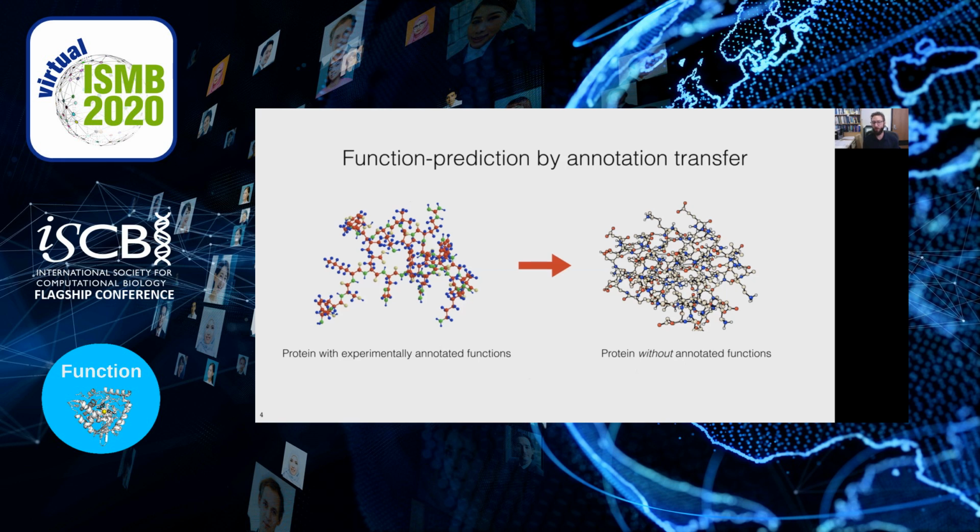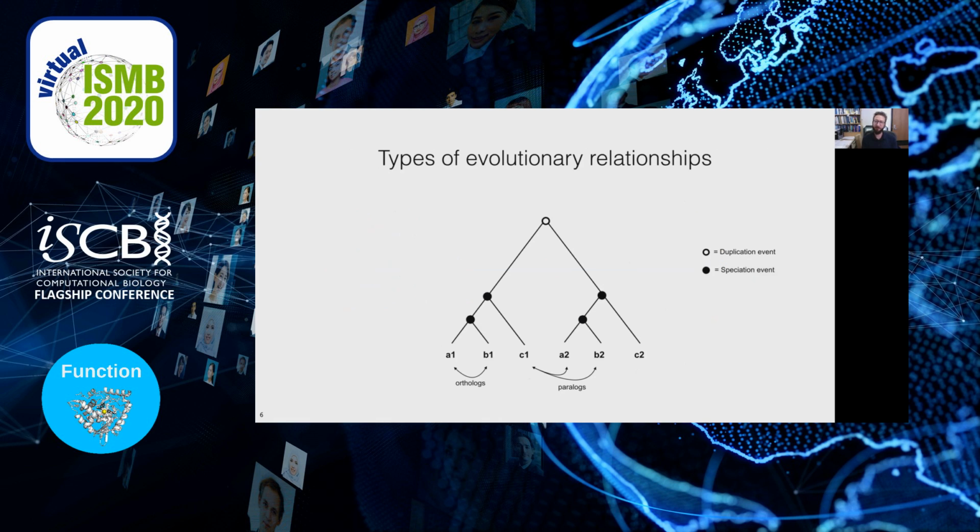Now, there's a whole research field of how exactly to choose which proteins to transfer the functions from and to. I'm just going to say that one commonly used way to do this is by using evolutionary relationships among these proteins. There are lots of different types of evolutionary relationships. The most common types that people distinguish among for this purpose are orthologs and paralogs.